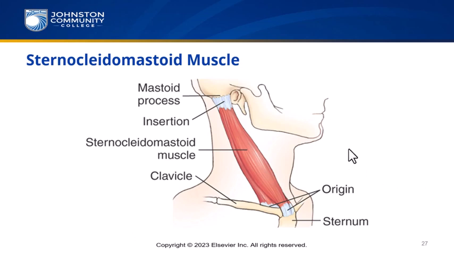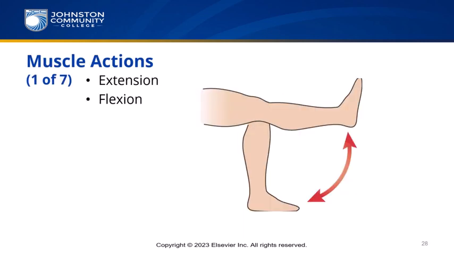Now you might wonder why it's not called the mastoid sternocleido. Well, that is because this is our point of origin. This is the less movable part, the part of the trunk, and it inserts into the movable part, which is the mastoid process. Remember, we can move our head from side to side. We don't really turn our sternum. I hope that helps. Let's talk about some muscle actions.